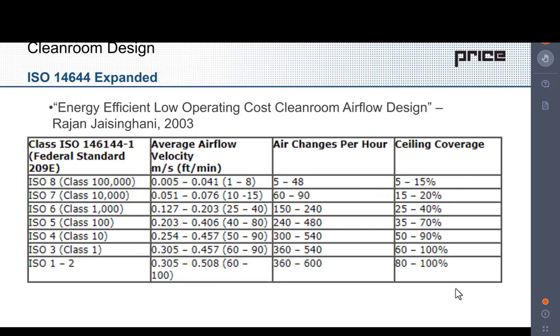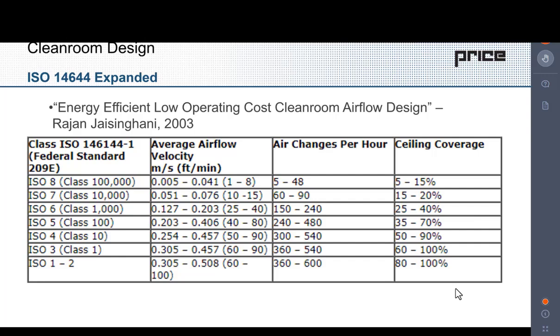Now, what the ISO class doesn't say is how to achieve those standards. They just tell you how clean it has to be. So luckily, there's been a number of studies done in this industry, and they've determined different ways to achieve those particle counts. One that we often look at is this one here, done back in 2003, where they determined average airflow, air changes per hour, and ceiling coverage that is required to meet the standards laid out by the ISO classes. Now, a few things that I'll point out on this graph.